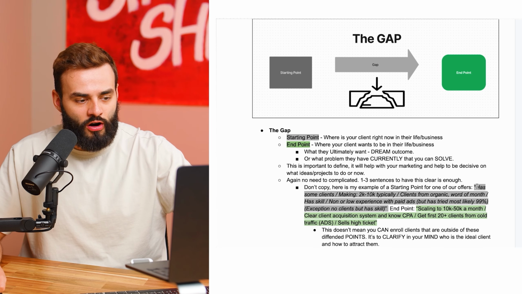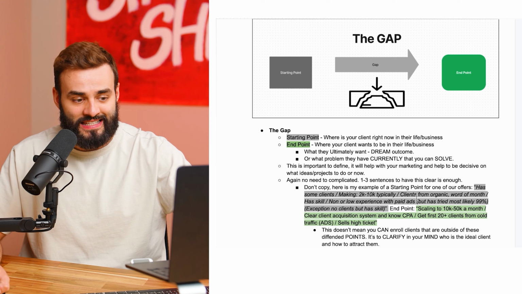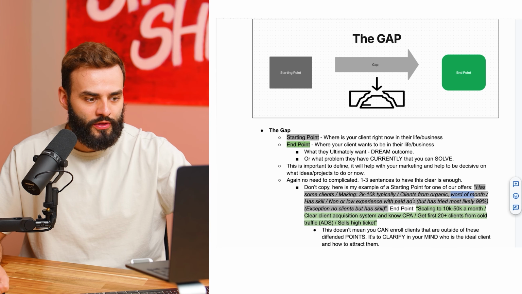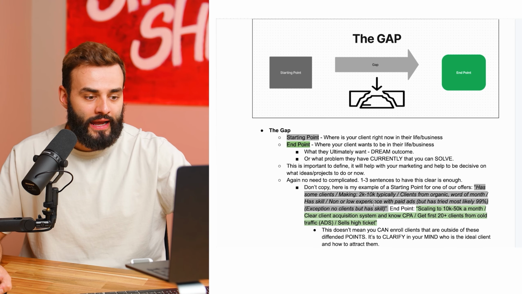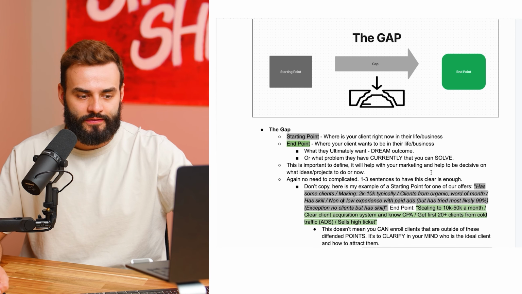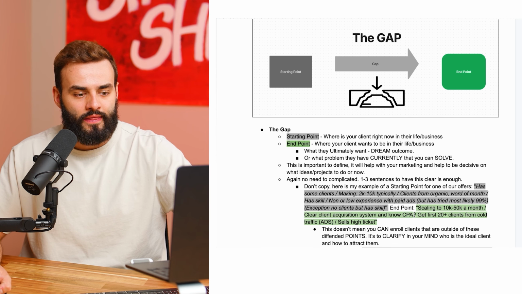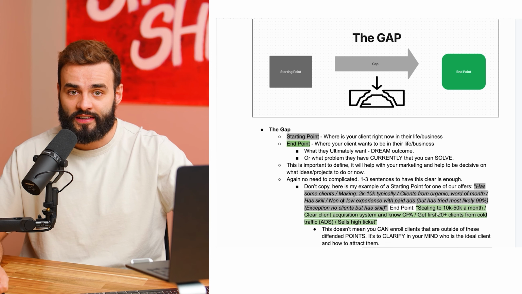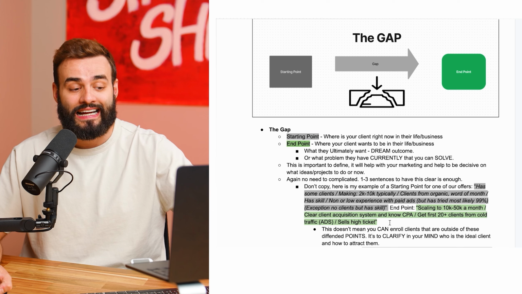And here's one example. I'm just going to give you mine. The starting point for one of our offers: has some clients, is making 2,000 to 10,000 typically, gets clients from organic, gets clients from word of mouth, has skills, but none or low experience with paid ads. And that's the starting point of one of our offers. And the end point is they want to make 10 to 50K a month in their business. They have a clear client acquisition system. They know their CPA, which is cost per acquisition. They get their first 20 clients from cold traffic, aka ads, aka people who do not know them. And they're starting to sell high ticket.